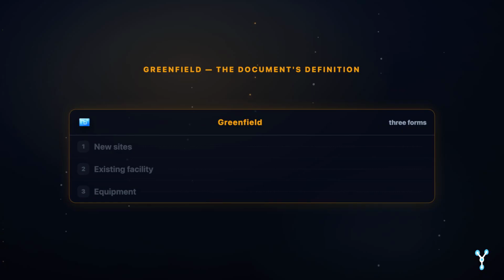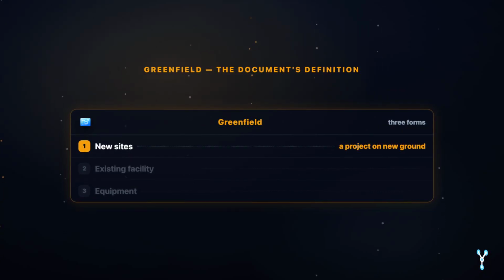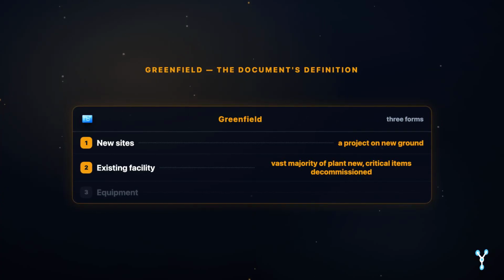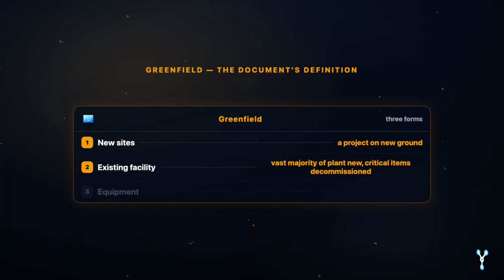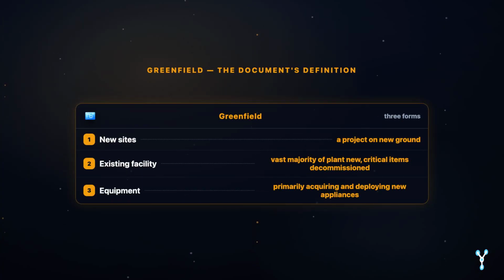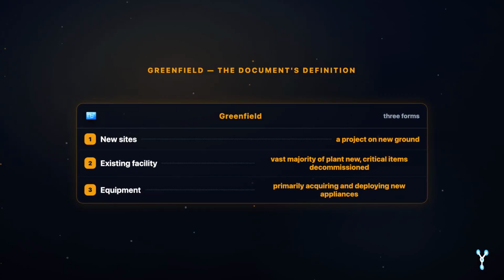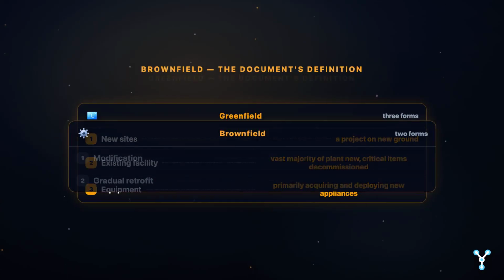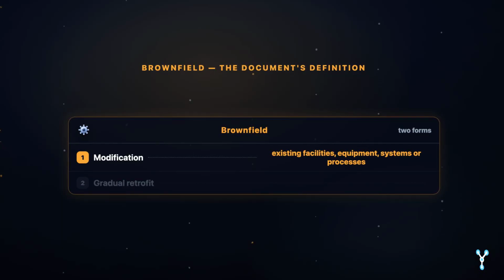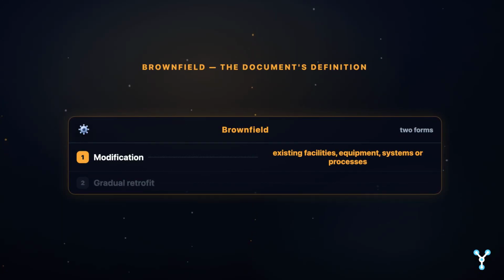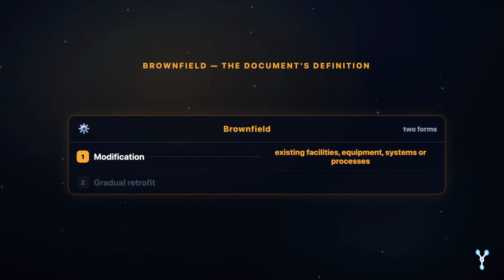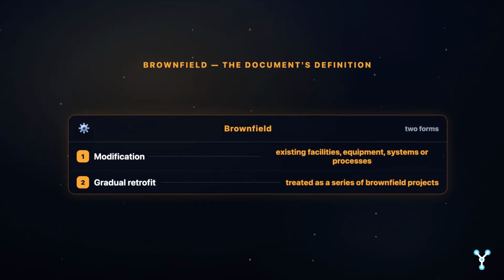Greenfield activities, in the document's definition, are projects in new sites or in existing facilities where the vast majority of plant and equipment is new, and, in the case of existing facilities, all the critical items of equipment are decommissioned. It also covers projects that primarily acquire and deploy new appliances or equipment. Brownfield activities are projects that modify existing facilities, equipment, appliances, systems, or processes, and where a whole facility dedicated to the same activity is gradually replaced or retrofitted over a longer period, that may be treated as a series of brownfield projects.